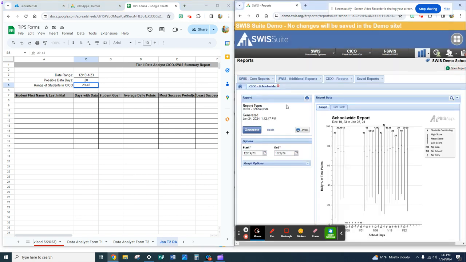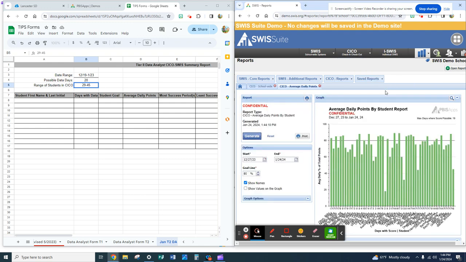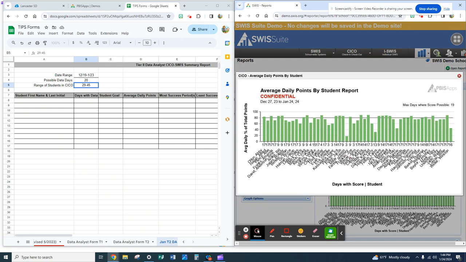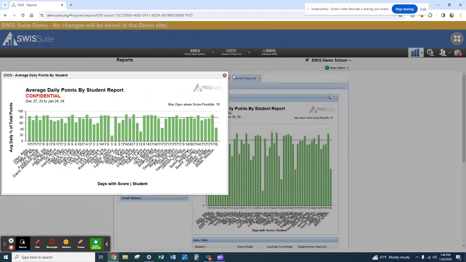Okay, so here's how you do the drill downs. If you go up here to SECO reports, it's also here as well. I like using this one, but you can use either one. View reports. This is already your school-wide report. You can see their school-wide report. So let's look at average daily points by student, and I can click on it and make it larger. Actually, if I make this full screen, it'll be easier to see. Oops, let's try again.